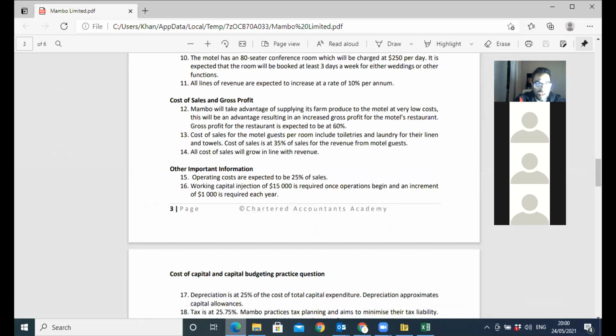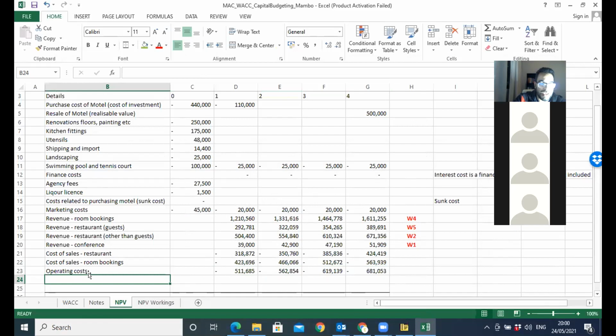Okay, then the last one under there, working capital injection of 15,000 Rand is required once operations begin, and an increment of 1,000 Rand is required each year. So working capital, you will need it up front. You guys know Pick n Pay here in South Africa, the grocery store. For them to make sales, they need the groceries, which is their inventory. So before they can make sales, they must get the inventory in first. So therefore, inventory, which is working capital, is required up front.